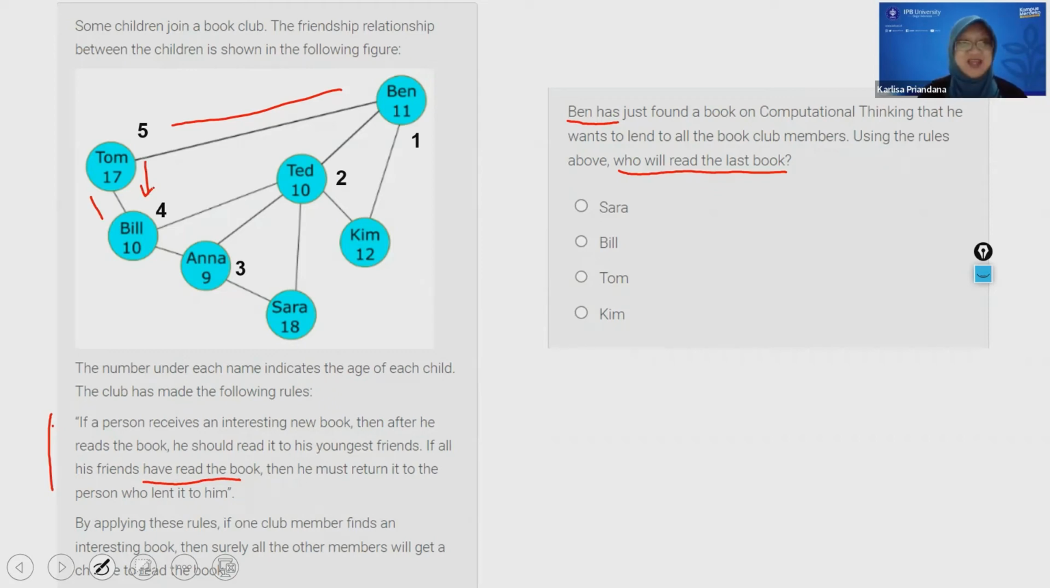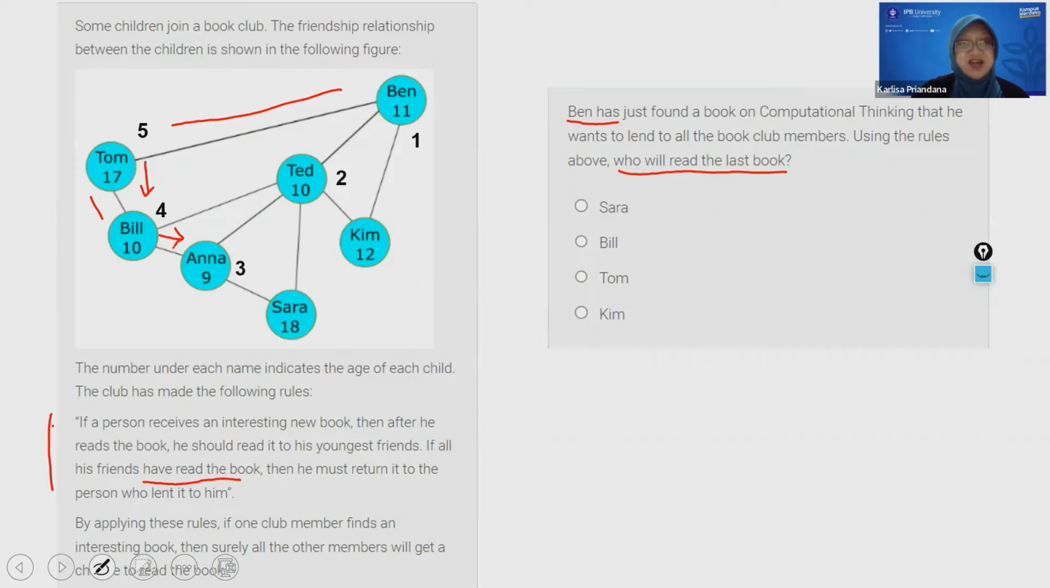Okay. And then Bill will check whether all his friends already read the book. And we see that all Bill's friends already read the book as well. So he will return the book to Anna. And then Anna will check her friends, whether all her friends already read the book.